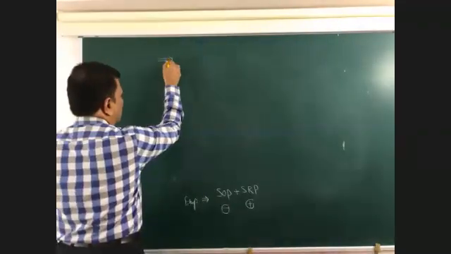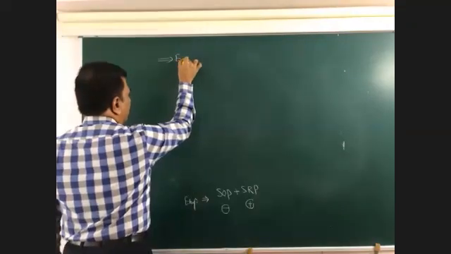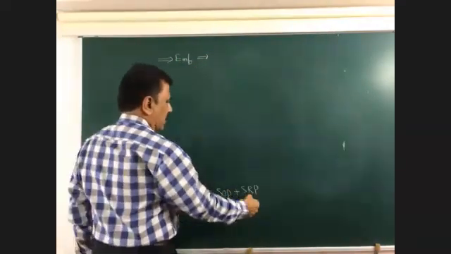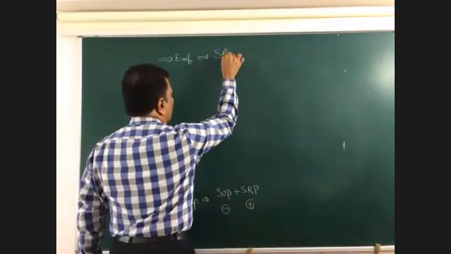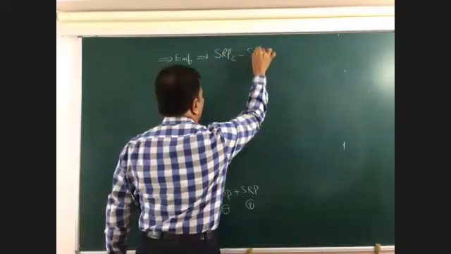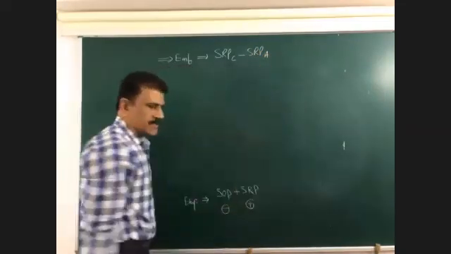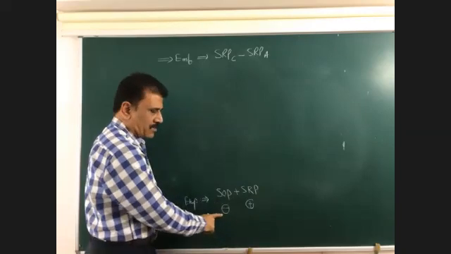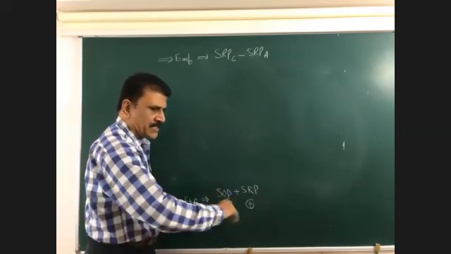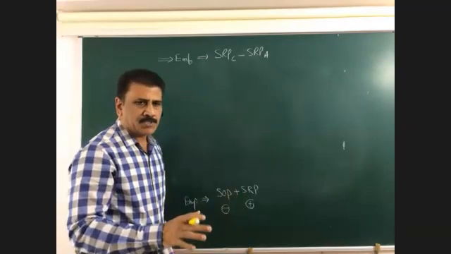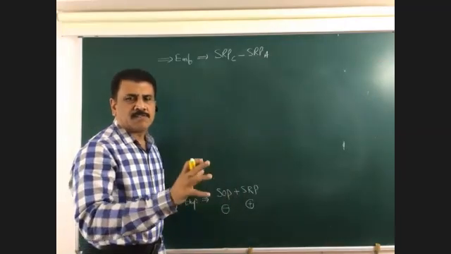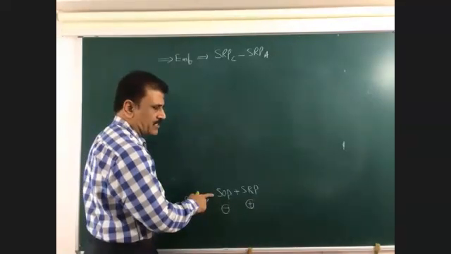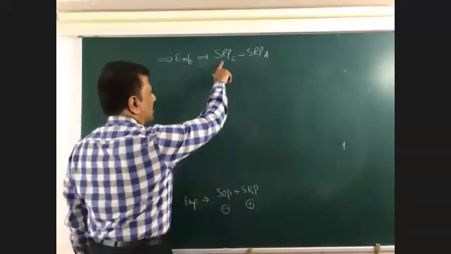Or the second one, it may be changed as EMF equals SRP of cathode minus SRP of anode. Right or wrong? Why? Because this is the anode, and the anode SOP is changed into SRP. SOPs and SRPs are changed by conversion of signs. If plus is there, minus can be written. SOP has a plus sign, so whenever it changes into SRP, it becomes minus. So this is another standard formula.